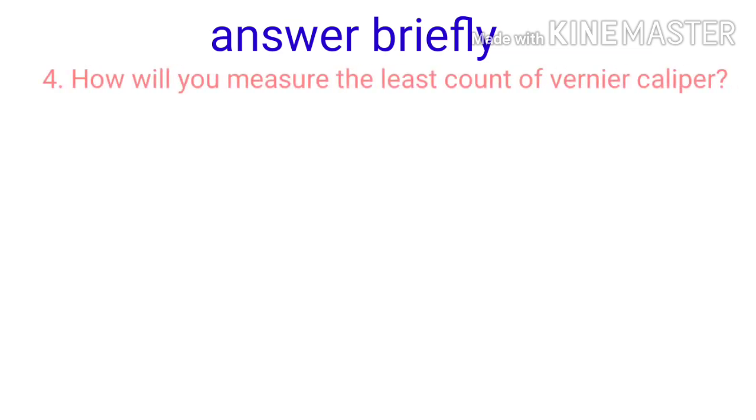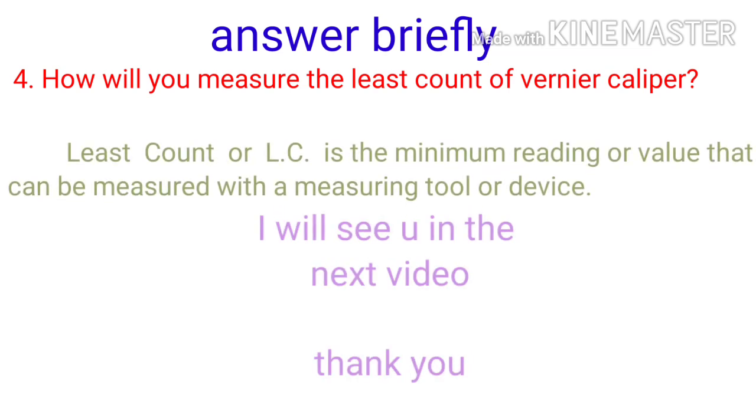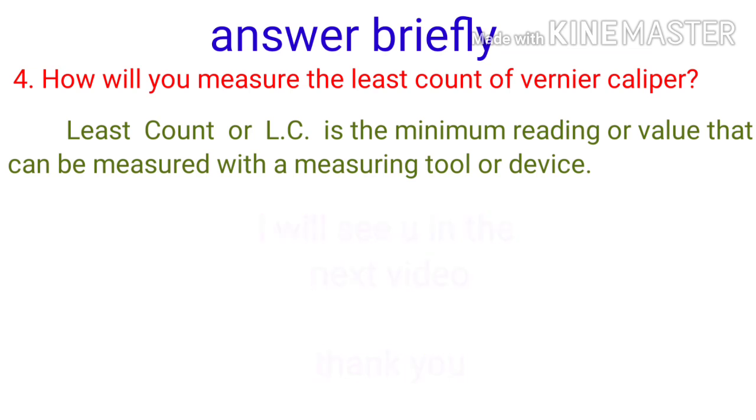Fourth question, how will you measure the least count of vernier caliper? Answer, least count or LC is the minimum reading or value that can be measured with a measuring tool or device.